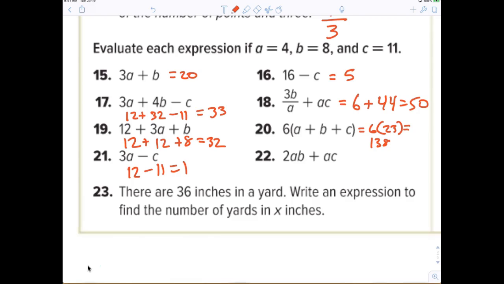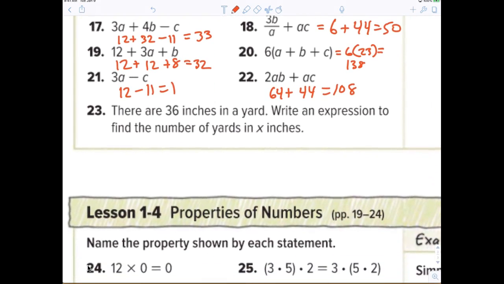22. You do 2 times A times B, which is 32 times 2, which is 64, and then plus 44, which is 108. Good job. Very nice. All right, perfect. All right, now I'm going to go ahead and do this one.